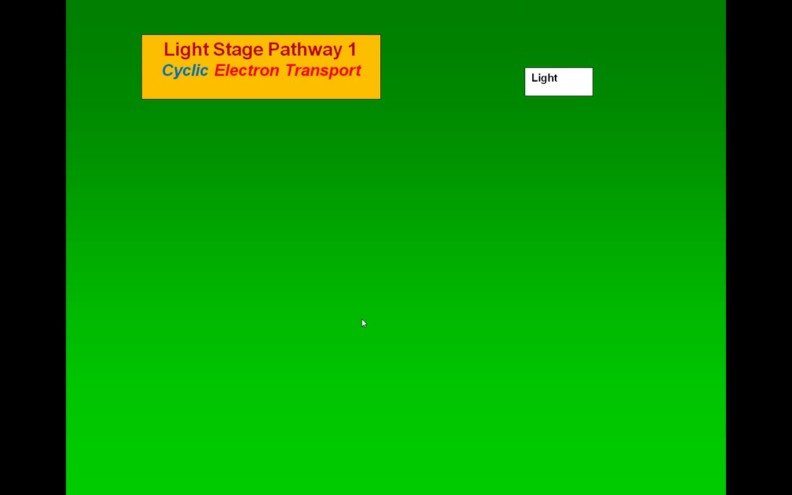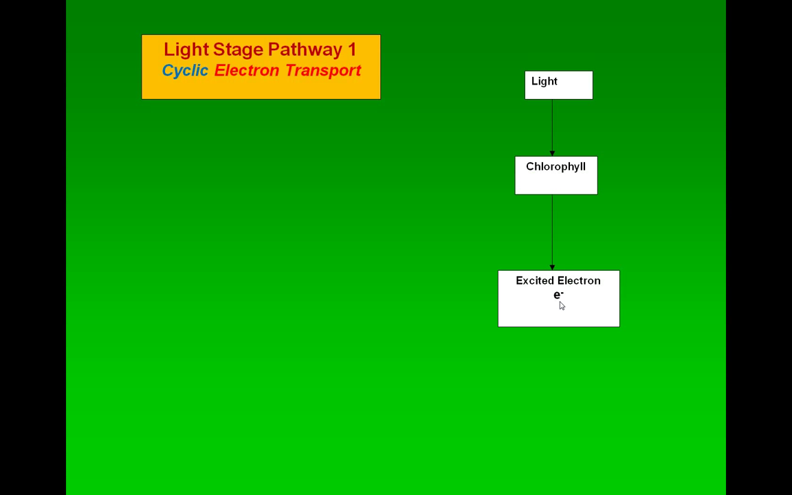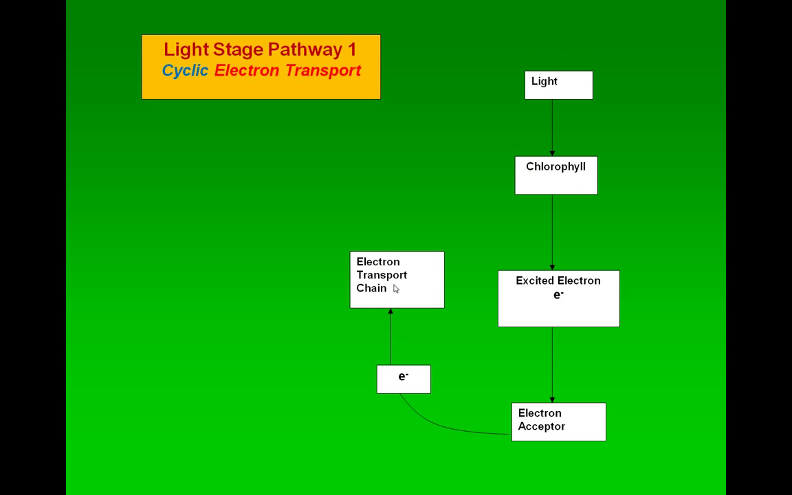This is the cyclic pathway. Light hits chlorophyll, and the electrons on chlorophyll become energized. These electrons become so excited that they leave chlorophyll and are taken by an electron acceptor molecule, the name of which we don't have to look at in this course. The excited electrons are then passed on to a series of proteins on the surface of the inner membranes in the chloroplast, collectively called the electron transport chain.